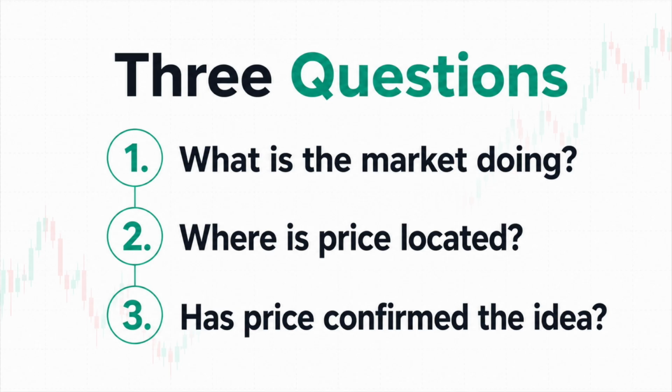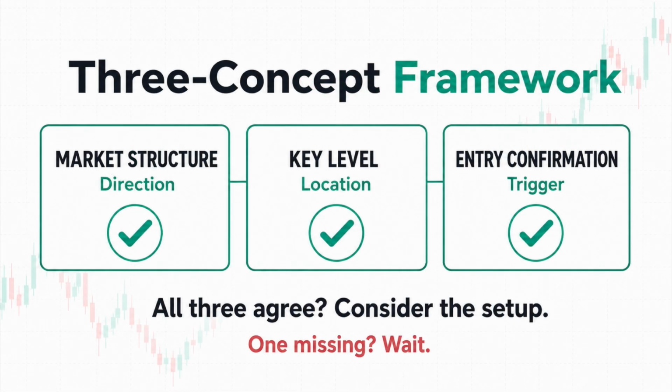These questions represent the three concepts we will study: market structure, key levels, and entry confirmation. When all three agree, we may have a trade setup worth considering. When one is missing, waiting is normally the better decision.